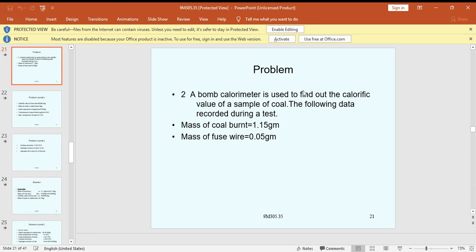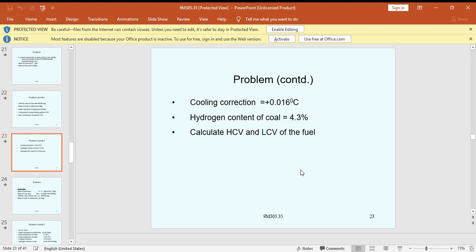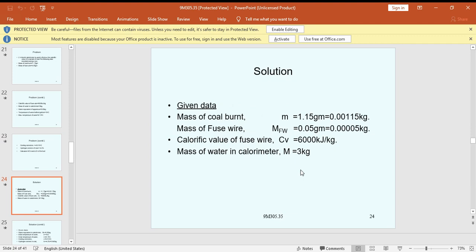A bomb calorimeter is used to find out the calorific value of the sample of coal. The following data were recorded during the test. Mass of the coal 1.15 gram, mass of the fuse 0.05 grams. And calorific value of the fuse 6,000 kilojoule per kg. Mass of water in calorimeter 3 kgs. And water equivalent of apparatus is 0.6 kg. And temperature of water before ignition 18 degrees centigrade. Maximum temperature of the water 21.5 degrees centigrade. Cooling correction is 0.016. Hydrogen content of the coal 4.3%. Calculate the HCV and LCV of the fuel.